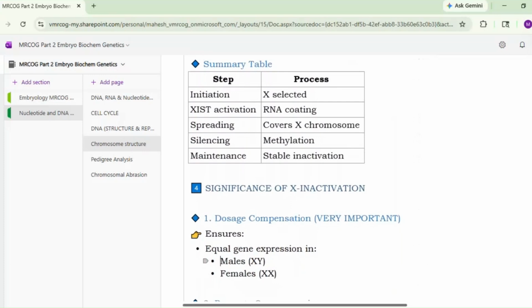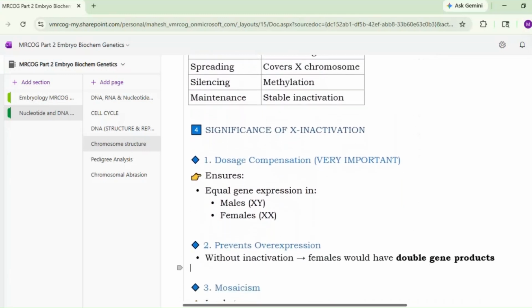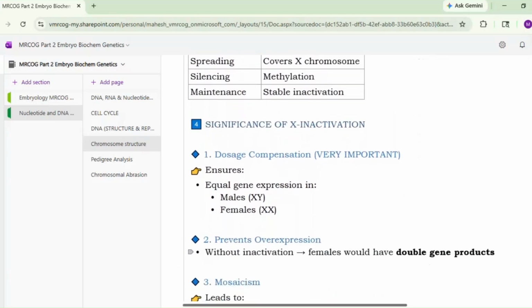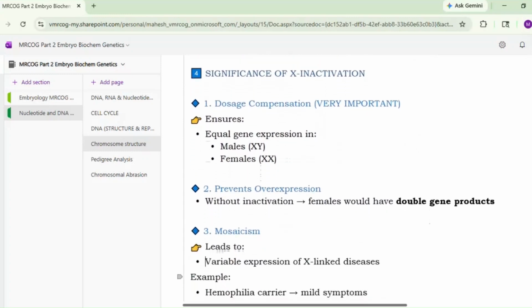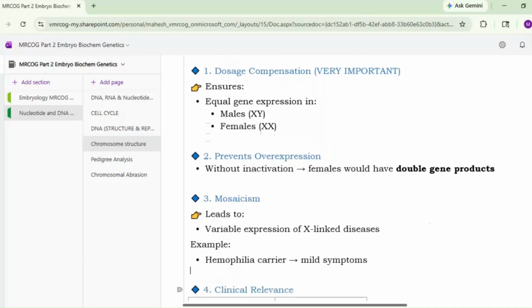It happens only because of this Lyonization. Okay, I hope you are getting this. So it prevents overexpression. Without inactivation, females would have double gene products. Whatever is coded by the X chromosome would be doubled in females, while it is single in males. So it leads to mosaicism, that is the variable expression of X-linked diseases. A hemophilia carrier may have mild symptoms.